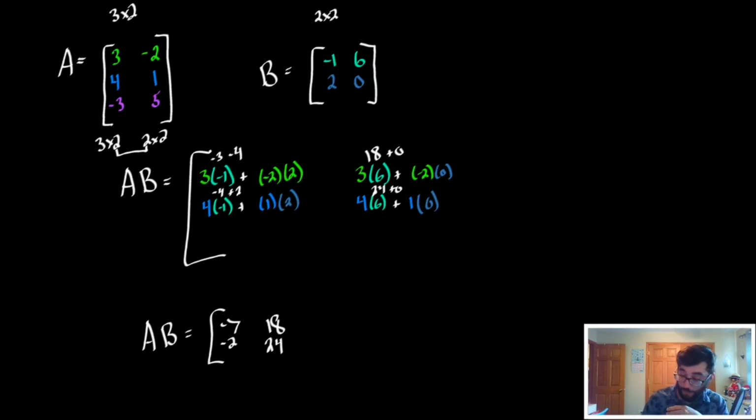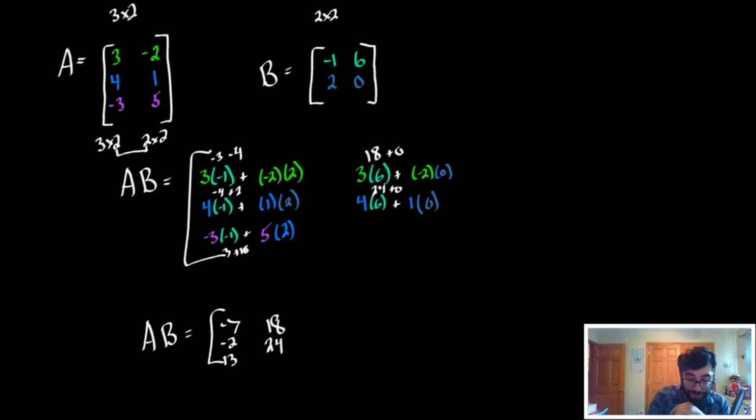And now I used up the first row, I used up the second row, now I'm gonna move on to the third row, and I'm just gonna repeat this process. So it says -3 times -1 plus 5 times 2. And what that would end up getting us is 3 plus 10, which is 13, okay?